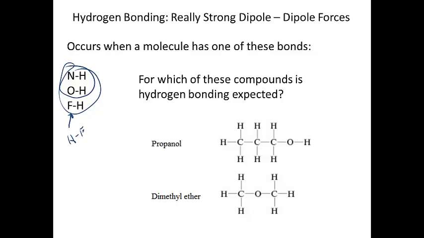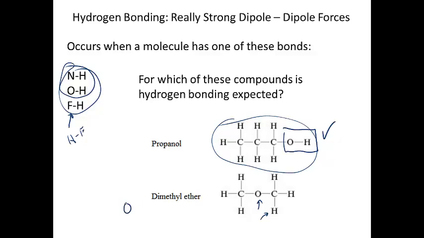So the top molecule, propanol, does have an OH bond. It's right there. So this can form hydrogen bonds, and the idea is one propanol molecule will hydrogen bond with another propanol molecule. Dimethyl ether has oxygens and hydrogens, but it does not have an OH bond. There's no hydrogen connected to an oxygen. So this cannot do hydrogen bonding.